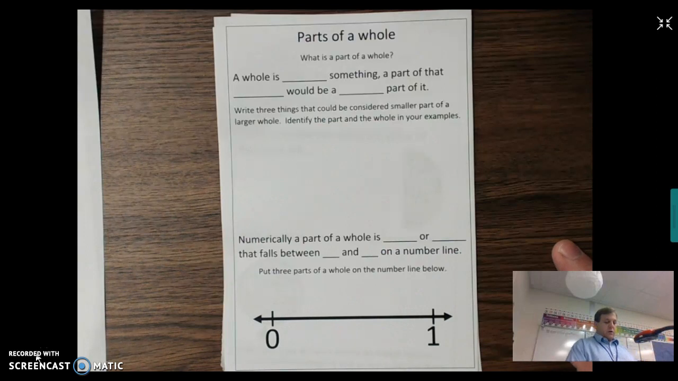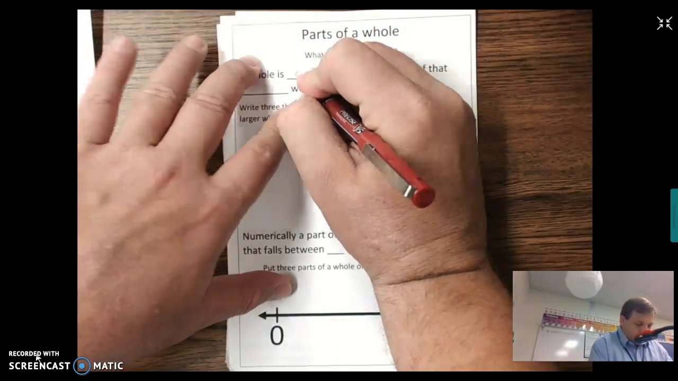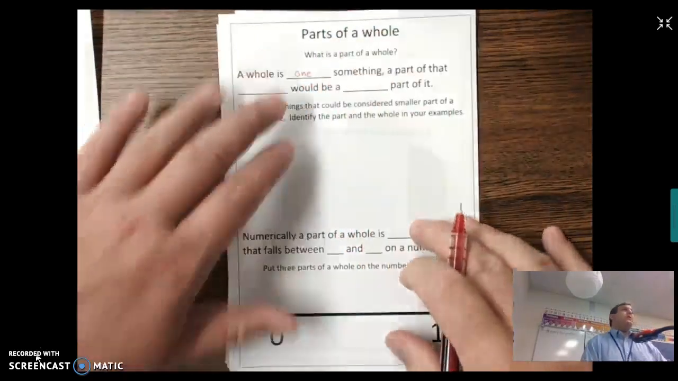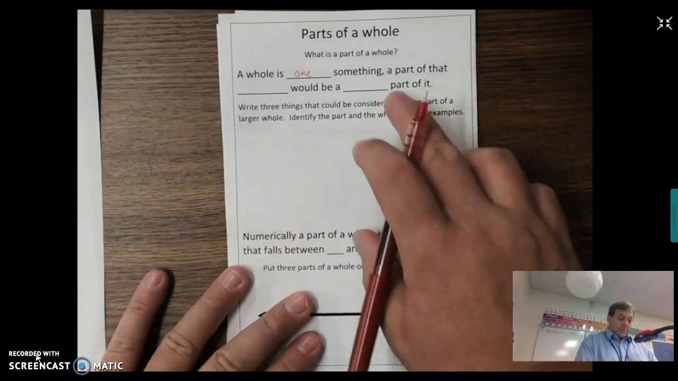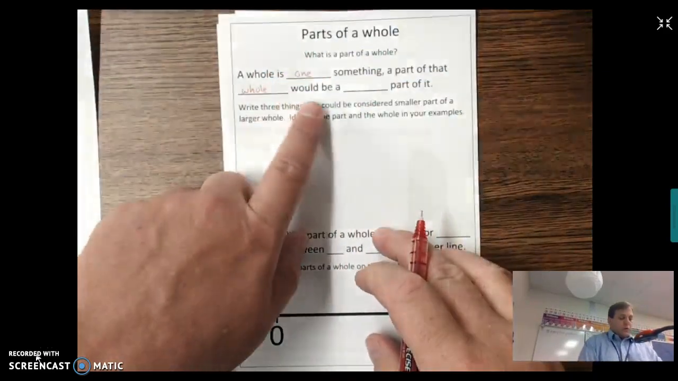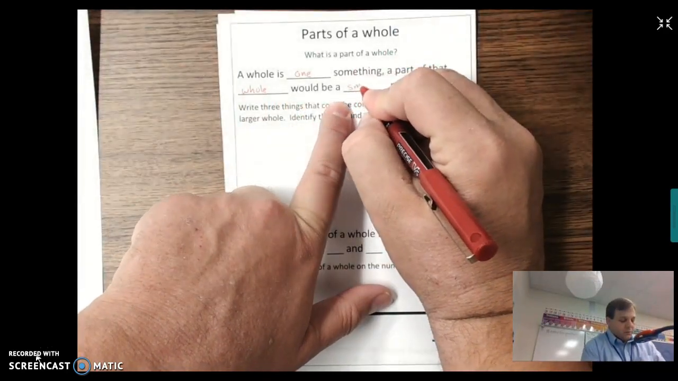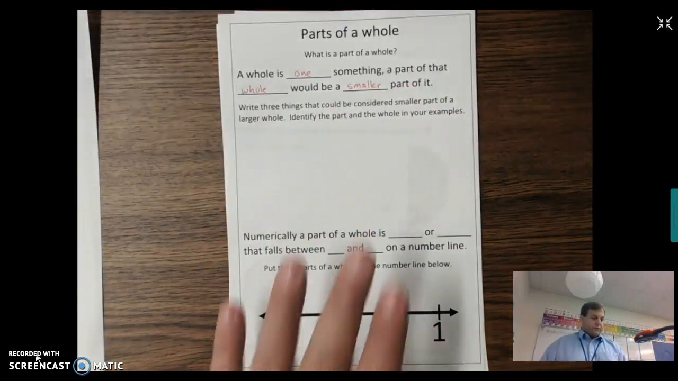What is a part of a whole? A whole is one something. One apple, one t-shirt, one class, one pizza, one anything. A part of that whole would be a smaller part of it. Okay? Pretty common sense so far.